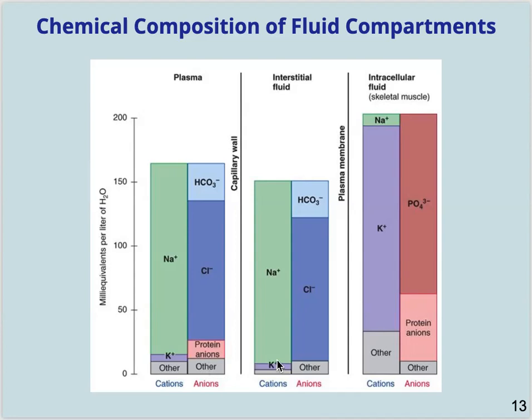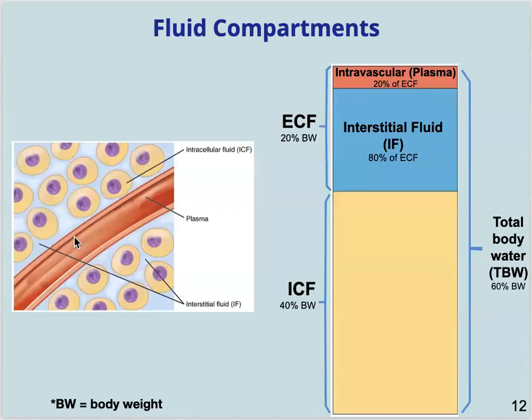Do notice one difference between these two spaces. Plasma typically has more protein and ions than your interstitial fluid. And these, because of their large size, can't easily cross the endothelial cells into the interstitial space. So under normal circumstances, most of them will stay inside this intravascular compartment.